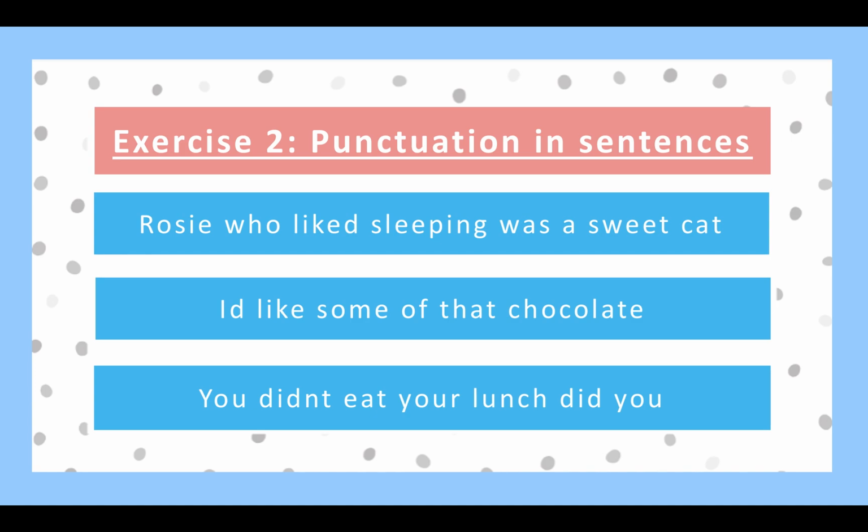In this sentence, we can see that there is a main clause and a subordinate clause. The main clause in this sentence is Rosie was a sweet cat. We can see that there is also additional information in here, who liked sleeping. This is the subordinate clause. As it is not at the start or the end of the sentence, we know that this is an embedded subordinate clause. Therefore, this information needs to be enclosed with commas.